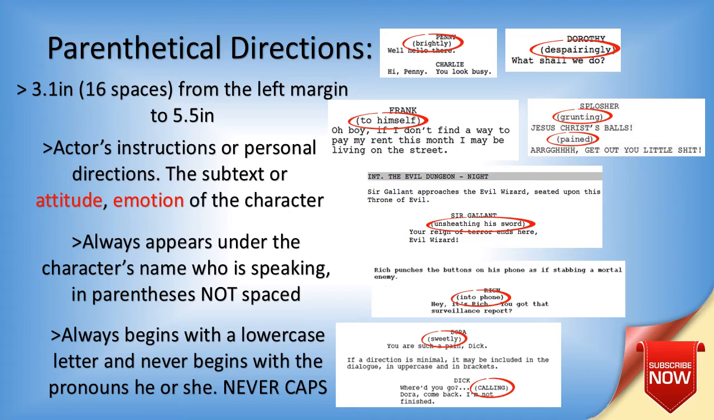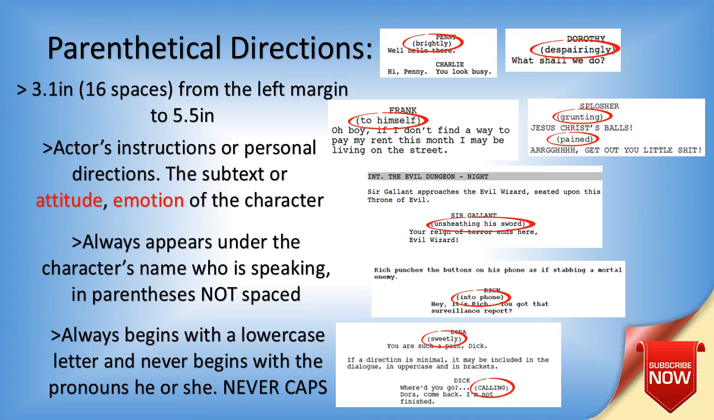Some other examples. Here is an example of instruction to the actor. Personal direction. So you got this knight, Sir Gallant. He's talking to some evil wizard, and just before he says his line, he is given direction to unleash his sword. So he pulls out his sword, and then he says his line: "Your reign of terror ends here, evil wizard." You see what I'm saying?